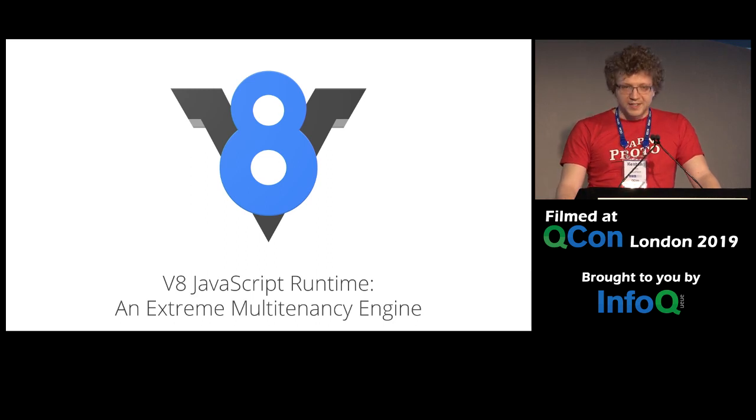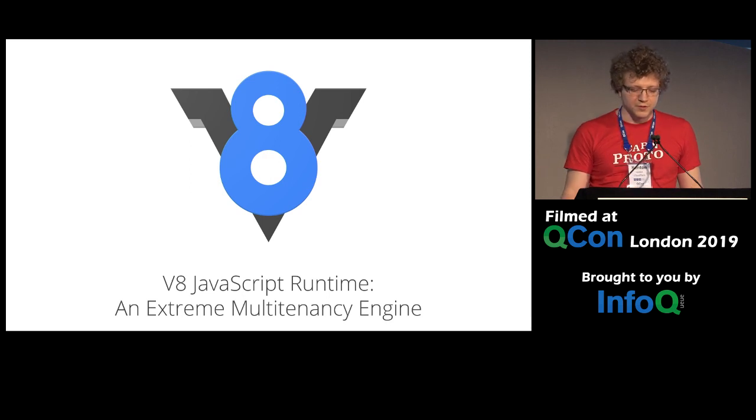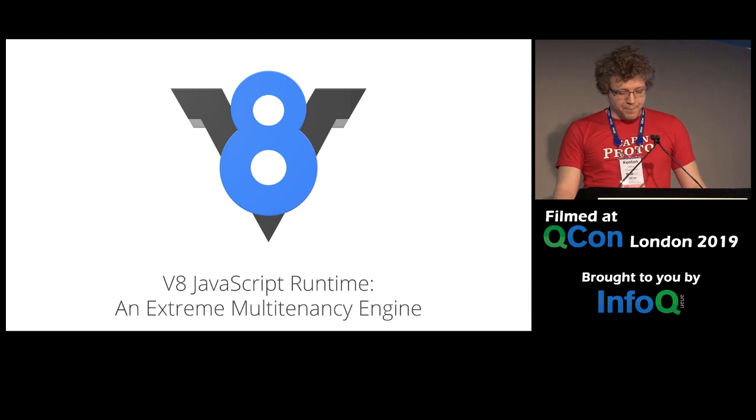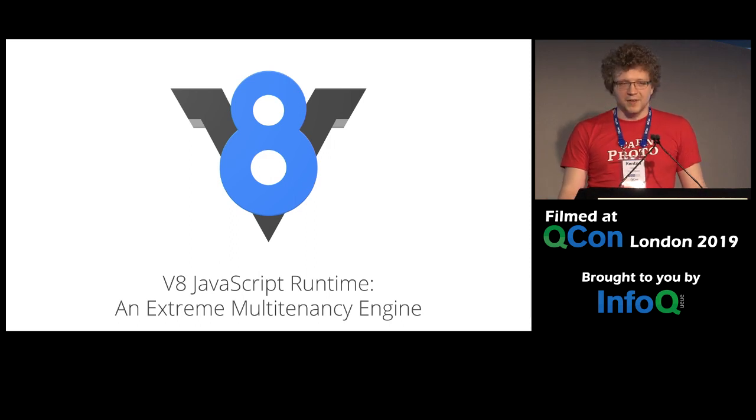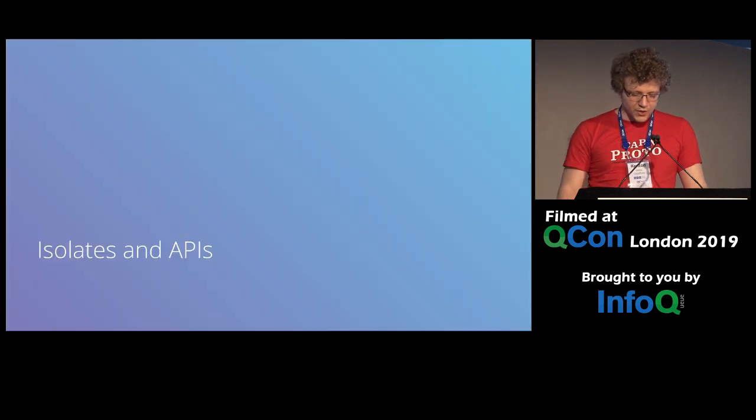So this led us to the conclusion that what we want is the technology from web browsers, and in particular, we chose V8, which is the JavaScript execution engine from Google Chrome. It seems to have the most resources behind it, basically, which is why we chose it, though some of the others might work well too. And we found that this works great as an engine for extreme multi-tenancy. So let's go into the details a little bit.